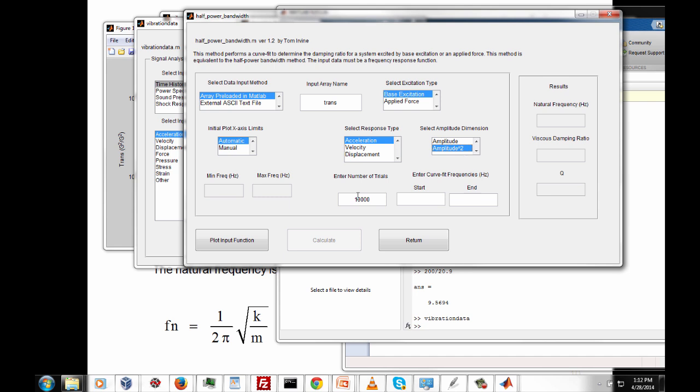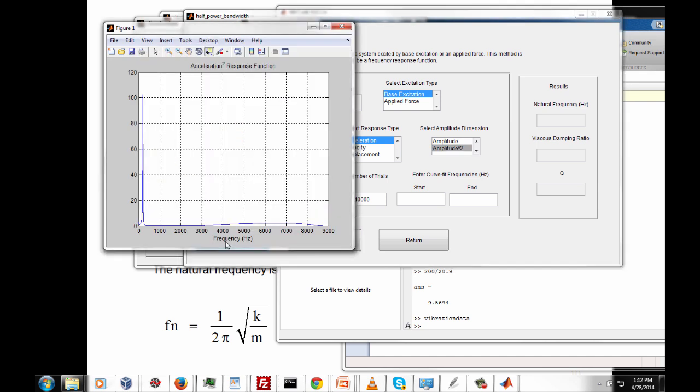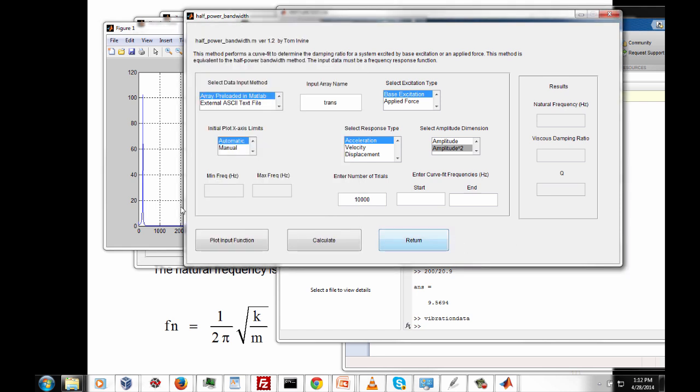And then we're just going to plot the transmissibility function. Really, our transmissibility function is only valid between 20 and 2,000 hertz because that was our specification. Beyond that, we just have very low-level noise at higher frequencies, so the power transmissibility doesn't matter much when we're down in the noise. So let's just set manual limits for our x-axis plot: 20 to 2,000 hertz.